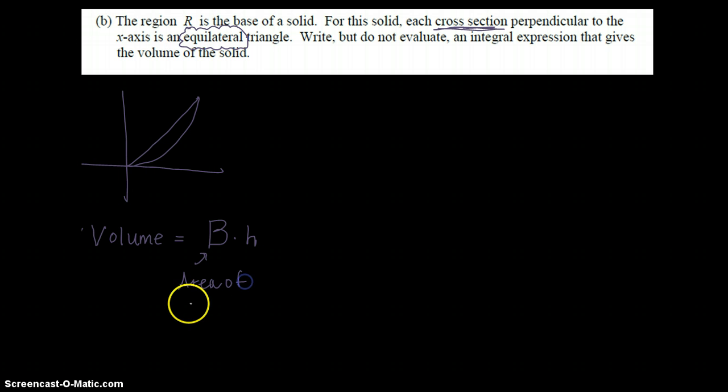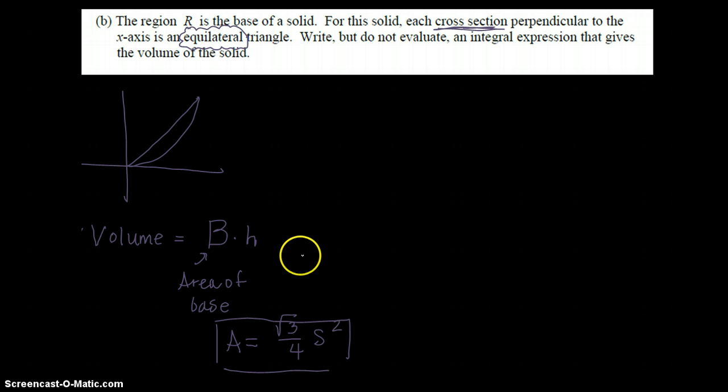So area of the base, in this case, is going to relate to that equilateral triangle area. And also for your reference, you should remember and memorize that the area of an equilateral triangle would be root 3 over 4 times side length squared. That's something I'd like you to have in your memory bank.